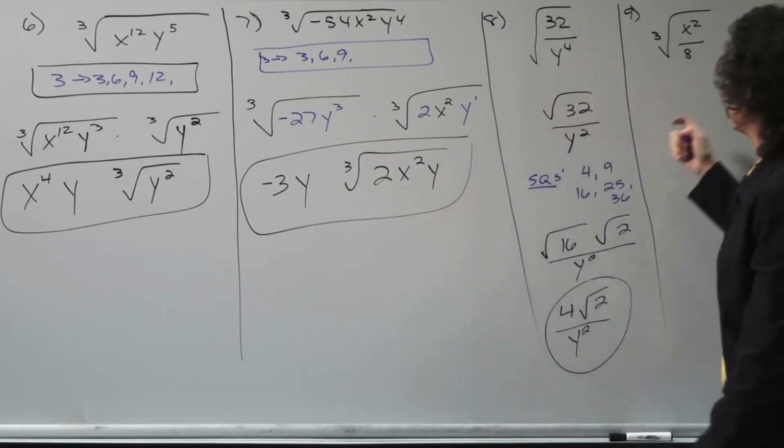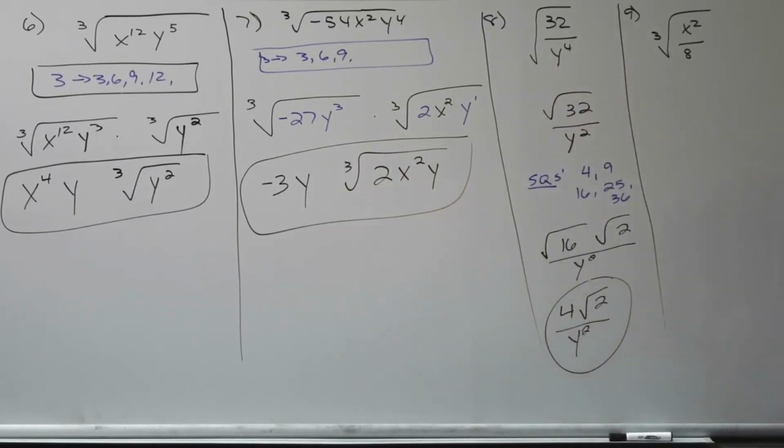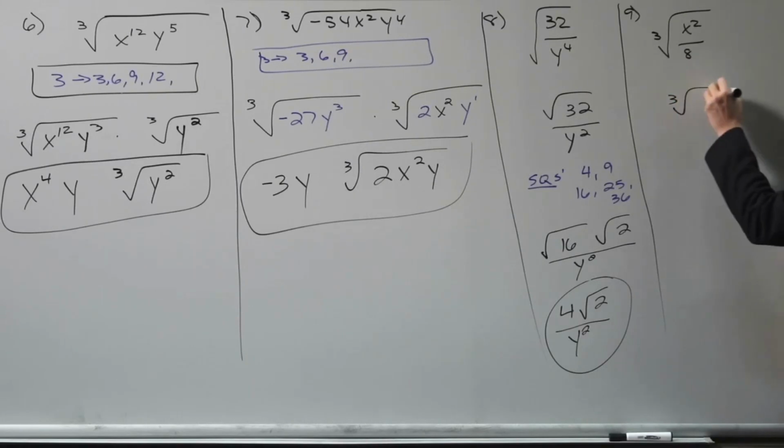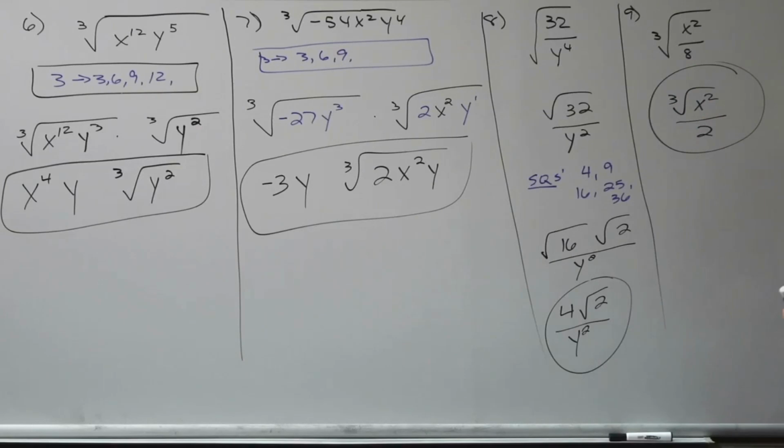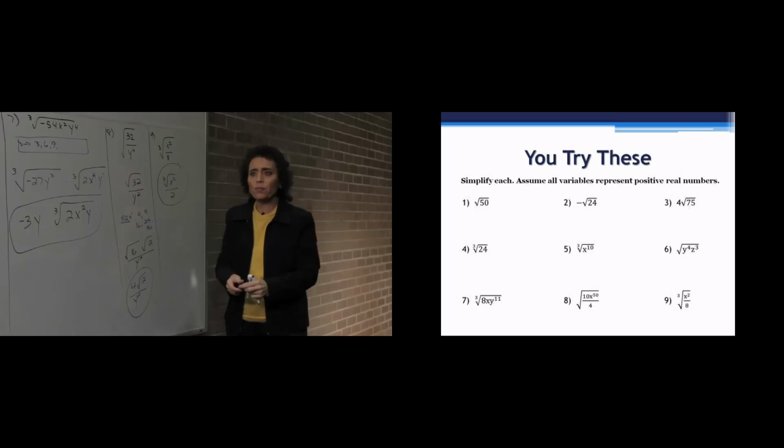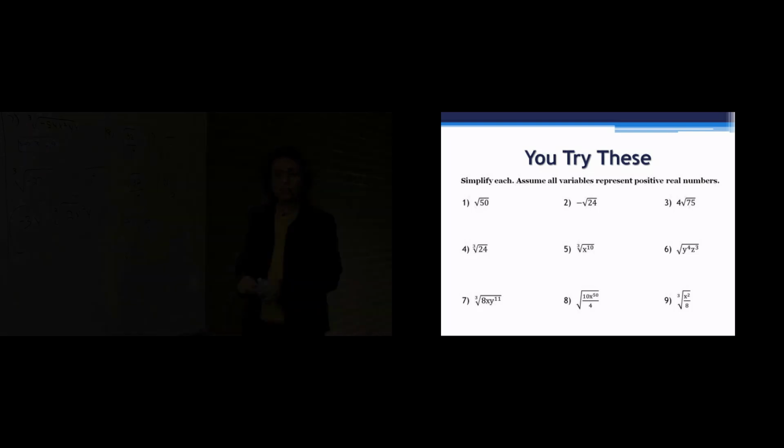Okay, let's take a look at this last one. Well, notice that x squared is already simplified because the 2 is less than a 3, and 8 is a perfect cube, 2 times 2 times 2. So the answer to this problem is quite simply the cube root of 8 squared all over 2. We are done. And that's it. That takes care of the rest of them. Now there are a couple for you to do. Try those, and we'll come back and we'll see if you're correct.